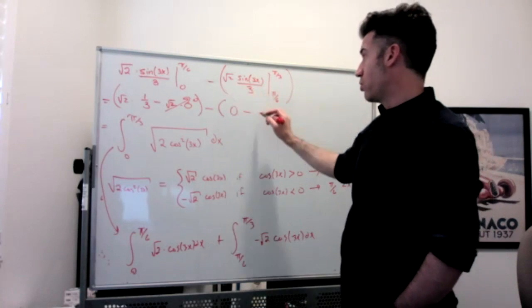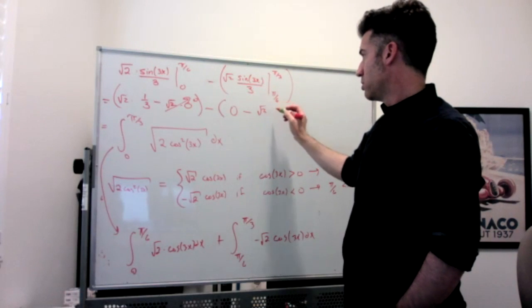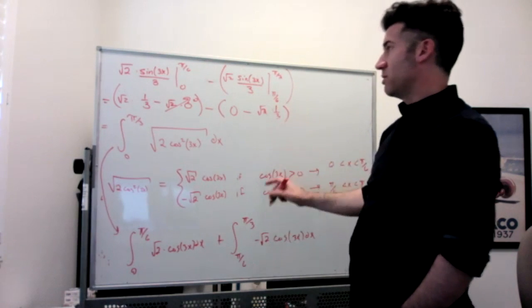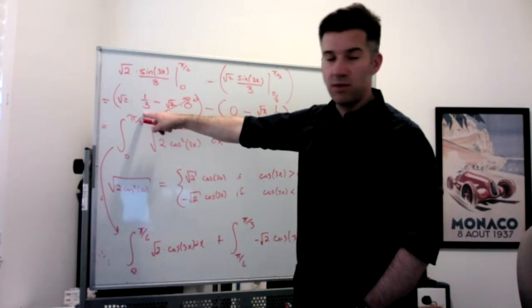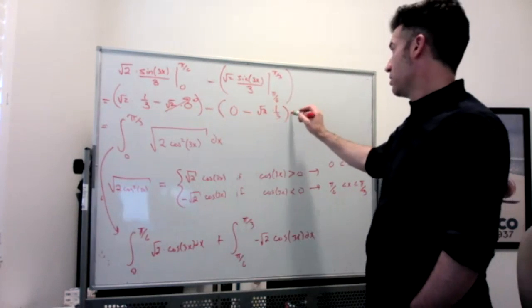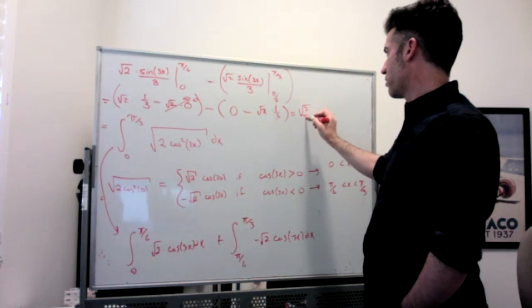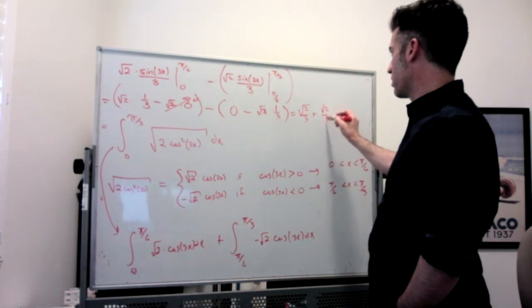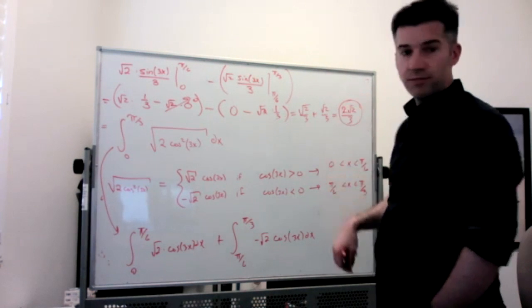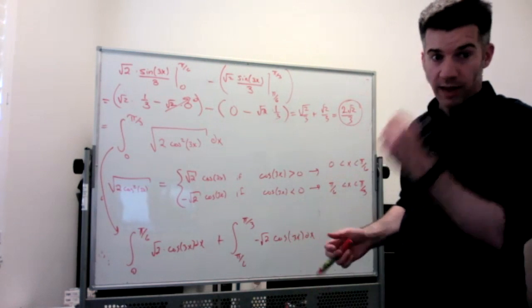So we're going to get root 2 times 1/3. So we end up getting root 2 divided by 3 plus another root 2 divided by 3. So you get root 2 over 3 plus root 2 over 3, which is 2 root 2 over 3. So that's how you do a problem like that.